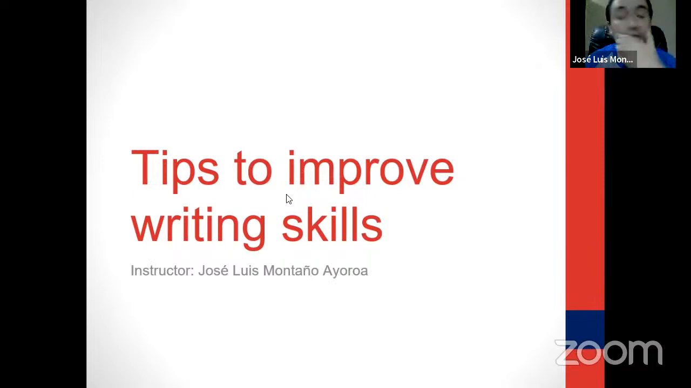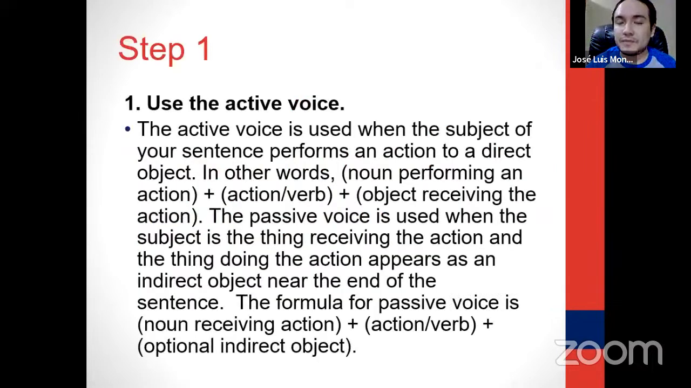Okay, so let's begin with this new lesson. The last one, this is extra because we finished Unit 1 already. This is the second day again, and on Wednesday, being the third one, we will start the second unit. So, tips to improve writing skills. Again, this is to work with everything we've been learning related to writing. Now, let's follow the steps. Step number 1, use the active voice.